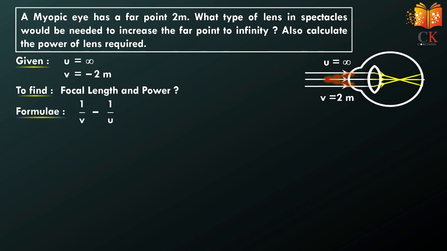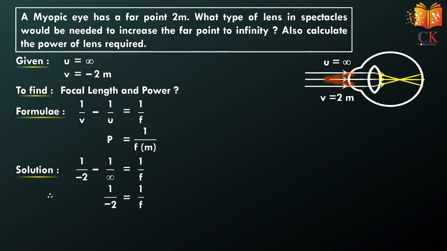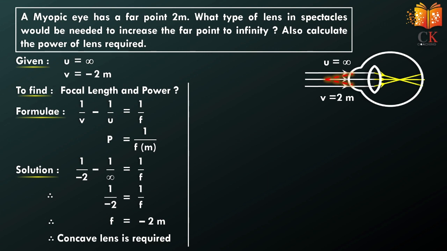So the formula which we will be using is again the lens formula, 1/v minus 1/u equals to 1/f, and the power formula. So in the solution we'll put the values and equate, and we get focal length as equals to -2 meter. So the concave lens is required, because we already know power will be 1/f, 1/2. We did not convert this into centimeter, the reason being we ultimately had to convert centimeter to meter. So nature: concave lens, power 0.5 diopter.